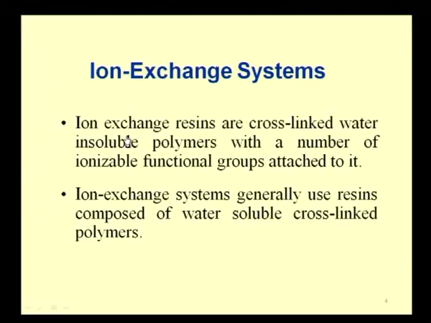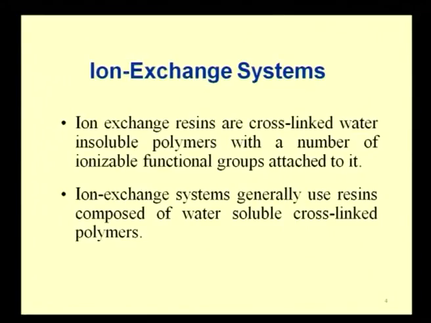Ion exchange systems basically consist of ion exchange resins or ion exchange polymers, and these ion exchange resins or polymers are cross-linked water insoluble polymers with a number of ionizable functional groups that are attached to the polymer system. They are basically a 3-dimensional networked cross-linked structure which contains a number of functionalized groups, and these functionalized groups are ionizable in nature, and such groups are present in a repeated fashion throughout the structure of the polymer, and they are responsible for the delivery systems.